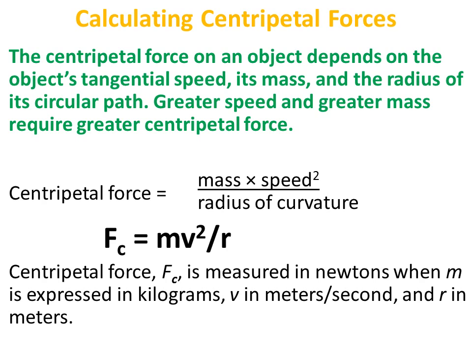Calculating centripetal forces. The centripetal force on an object depends on the object's tangential speed, its mass, and the radius of its circular path. Greater speed and greater mass require greater centripetal force. Centripetal force is equal to mass times speed squared over the radius of curvature. That is, Fc = mv²/r. Centripetal force Fc is measured in newtons when m is expressed in kilograms, v in meters per second, and r in meters.